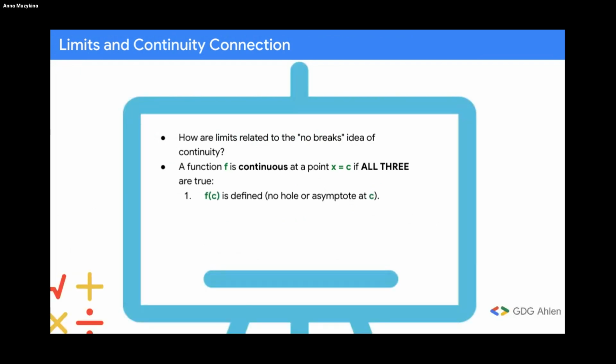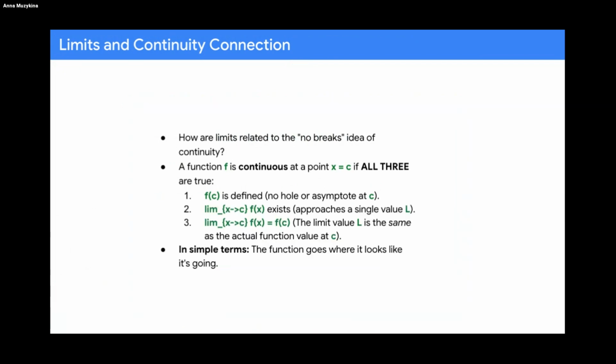First, the function must actually be defined at the point x equals c. That is, f of c must exist as a finite number. This condition immediately tells us that functions which have holes or vertical asymptotes at x equals c cannot be continuous there.